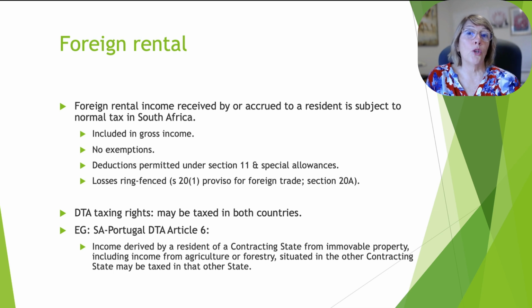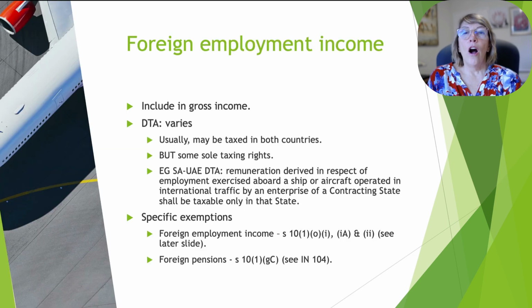And if that is the situation, then again, you would have to declare this income in South Africa, and you would then look at whether you could get a section 6quat rebate for the taxes that you may have paid in the other country on this rental that is also now being taxed in South Africa. Of course, the big one is employment income.